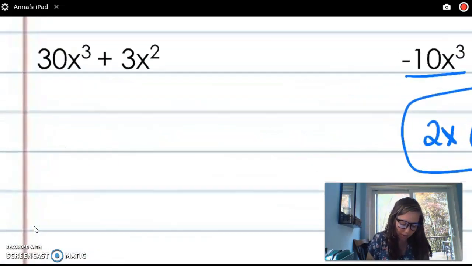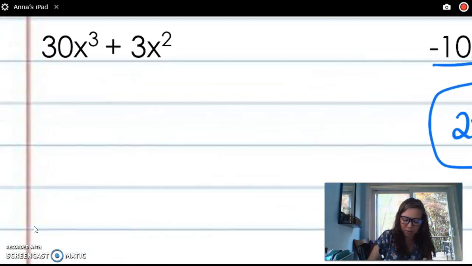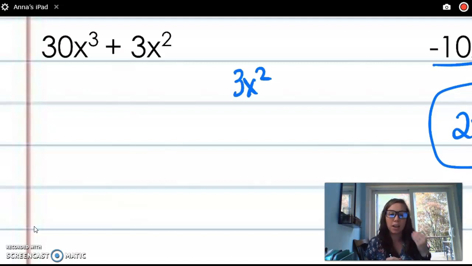Sometimes you do have, like this one has a GCF of x squared. I don't know why I put this one on here now. Sometimes you actually are going to take out more than one x.